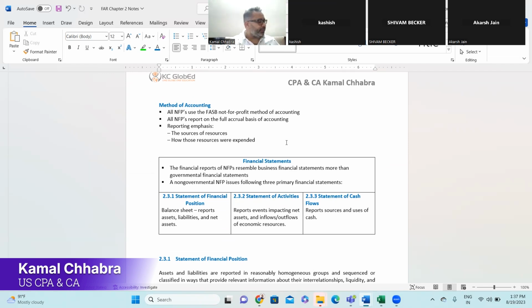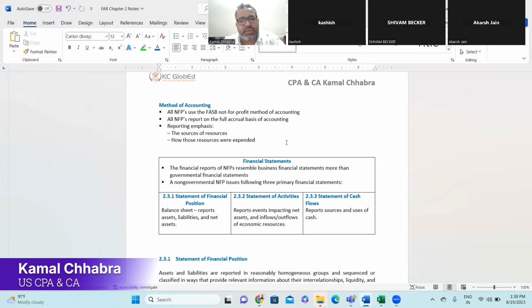Whereas if you remember S corporation, if they are not required to do any filing for banking, for the lenders, to the investor, or to any outside party, they can maintain their account in cash basis for tax purpose. But not-for-profit organizations have to maintain their account on accrual basis.